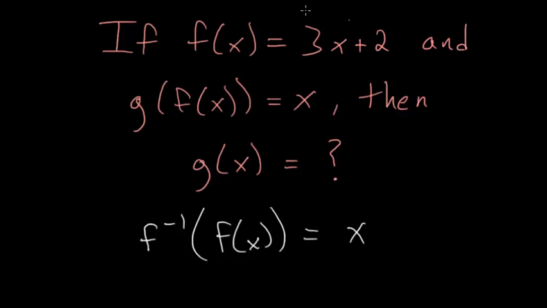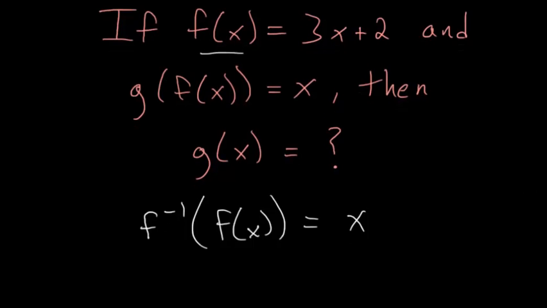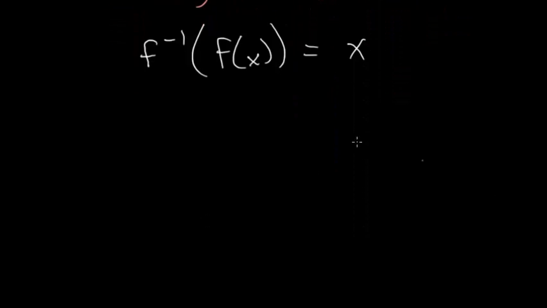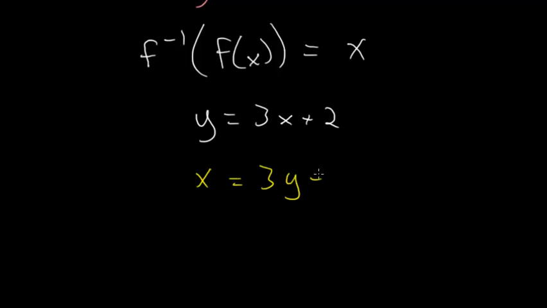So if we find the inverse of this original function f of x, then that will be equal to g of x. And the way to find an inverse function, we can set f of x just equal to y. So y is equal to 3x plus 2. And then you can switch x and y. So x is 3y plus 2. And then just solve for y.